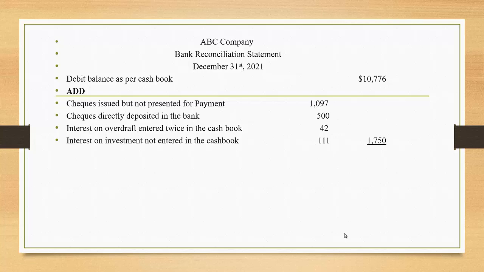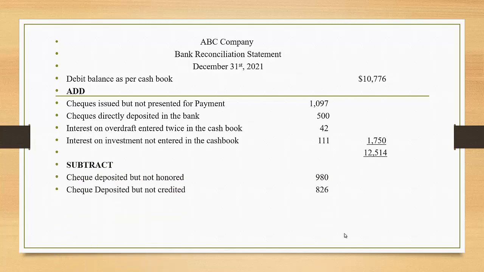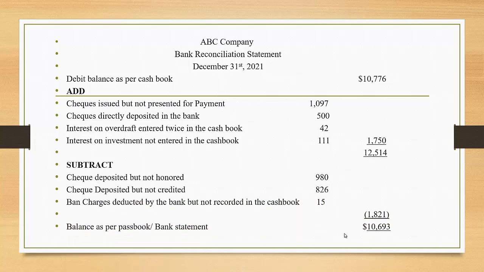And then you see that we need to subtract these 3 transactions, like the check deposited but not honored, check deposited but not credited, and similarly the bank charges, and so forth. So finally, when we add and subtract the differences, we will get a balance which is called balance as per passbook or balance as per bank statement.